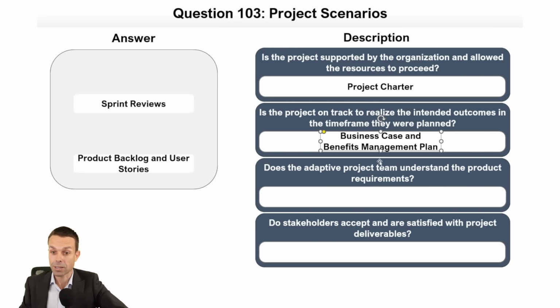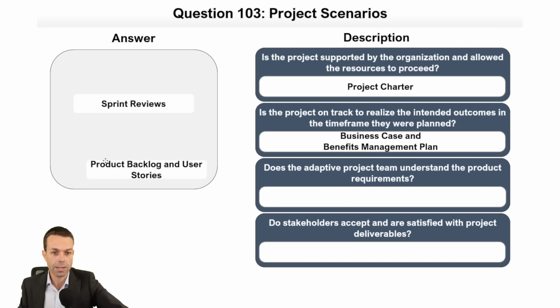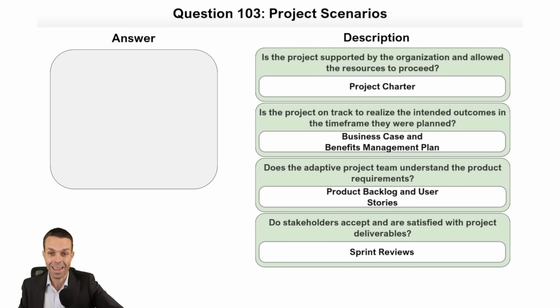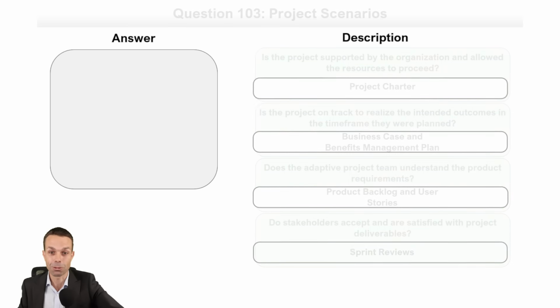Does the adaptive project team understand the product requirements? I'm probably going to go with backlog and user stories. So with the backlog and the user stories, that's where we see the product requirements. And sprint reviews is when the stakeholders accept and are satisfied with the project deliverables. So there we go. Let's quickly check. And that has come through as correct. Really well done. Let's see what we've got next.